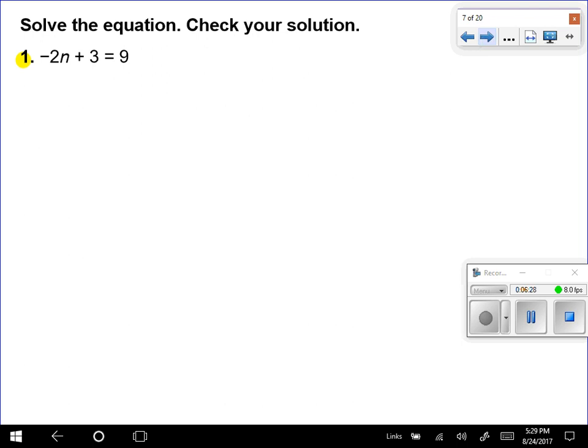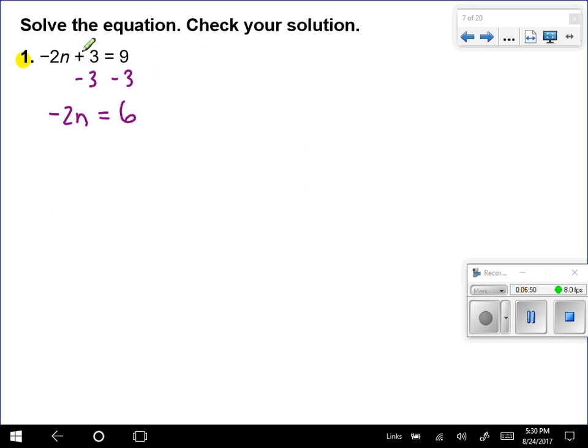Do we have anything we need to simplify? Well, in this case, no, we do not. Everything's as far as it can go. I can't combine any negative 2n and 3. 9 is by itself, so I just have to solve for n. So I'm going to subtract 3 from both sides. I have negative 2n equals 6.